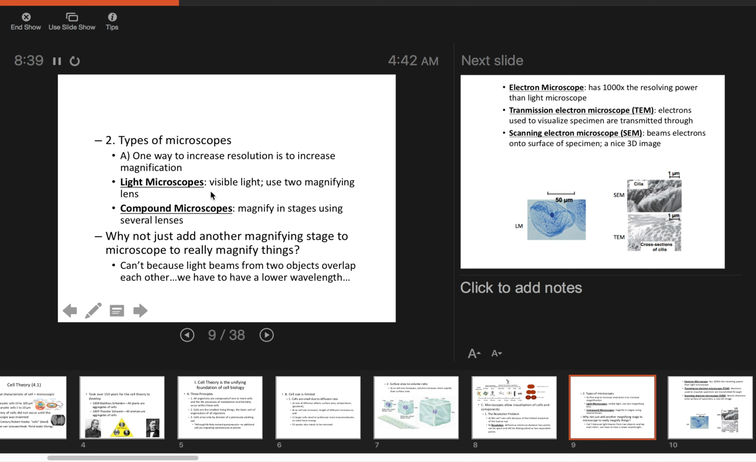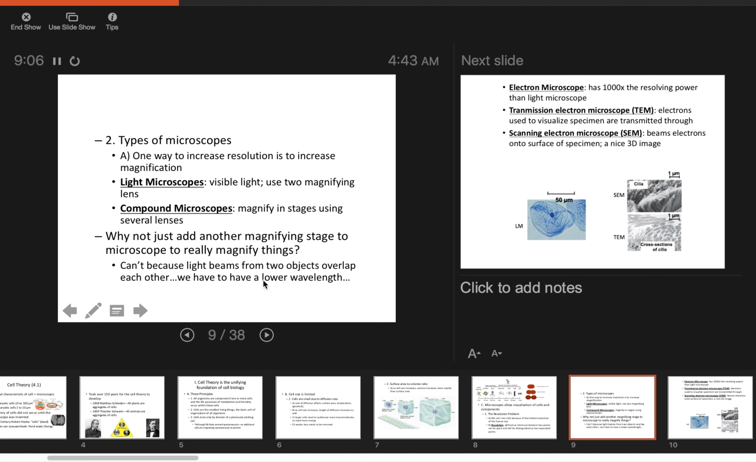There are 2 types of microscopes. A light microscope means that it uses visible light and 2 magnifying lenses, and the compound just means that there are lots of stages, and you can change lenses several ways. So one way to increase our resolution is to increase magnification. So then you're probably thinking, well, can't we just keep adding magnifying stages to a microscope to really magnify things? Well, you can't, because there goes the physics.